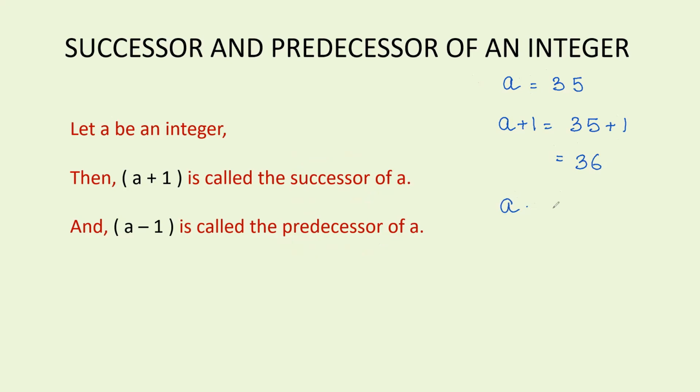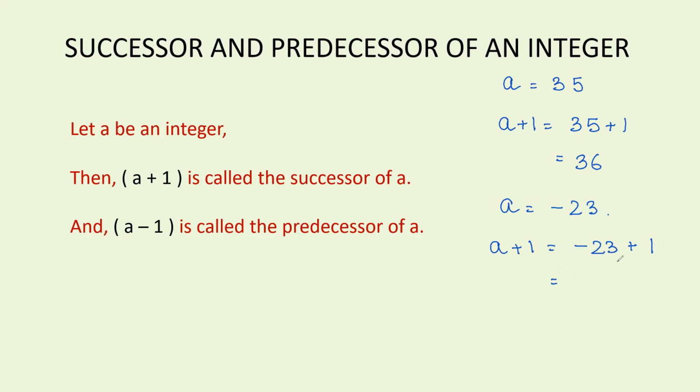Now, what if a is a negative number? Say a is minus 23. Here the successor is a plus 1. We know minus 23 and we are adding 1 to it. Now, we know the rule of adding a negative integer and a positive integer. We simply find the difference and we give the sign of the greater number.